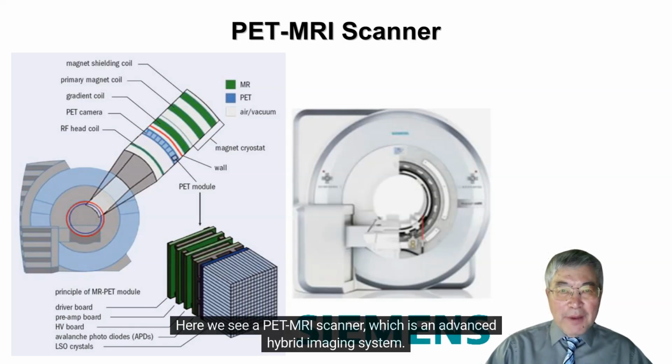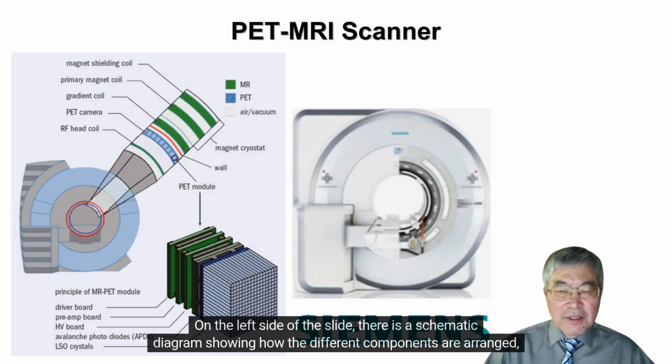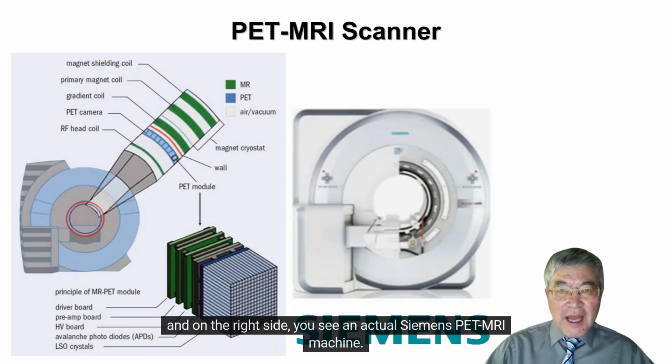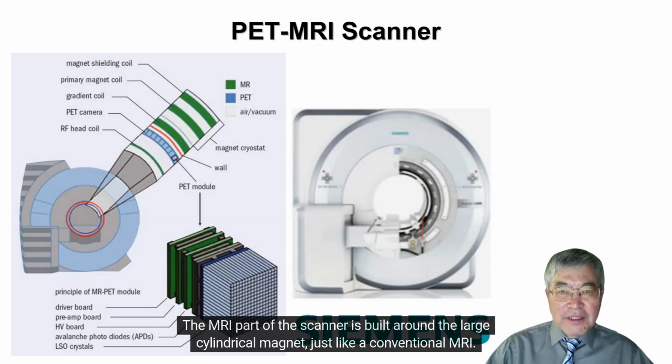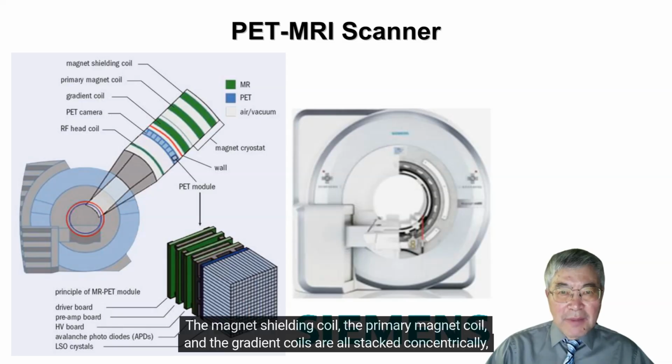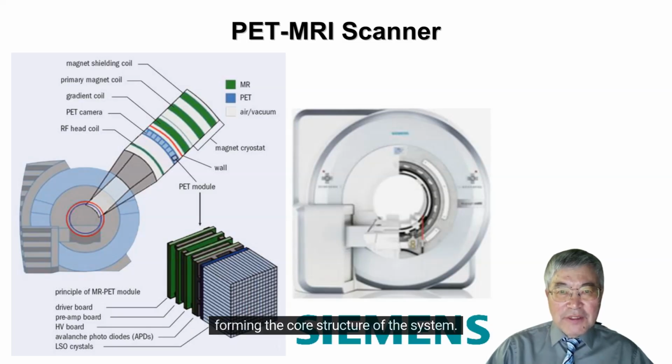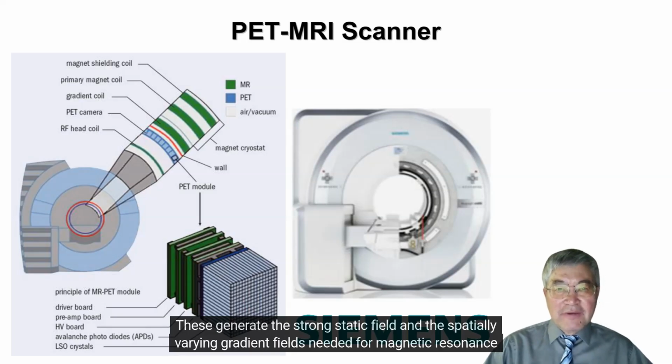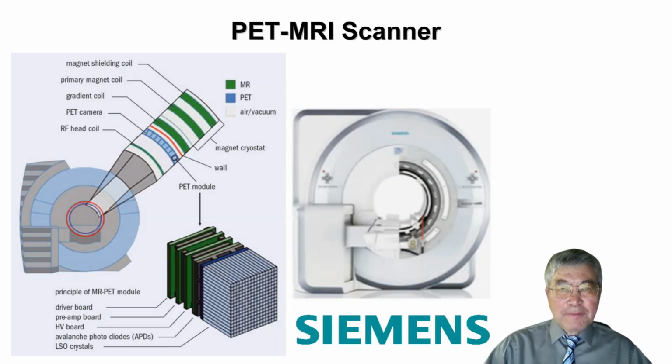Here we see a PET MRI scanner, which is an advanced hybrid imaging system. On the left side of the slide, there is a schematic diagram showing how the different components are arranged, and on the right side, you see an actual Siemens PET MRI machine. The MRI part of the scanner is built around the large cylindrical magnet, just like a conventional MRI. The magnet shielding coil, the primary magnet coil, and the gradient coils are all stacked concentrically, forming the core structure of the system. These generate the strong static field and the spatially varying gradient fields needed for magnetic resonance imaging.